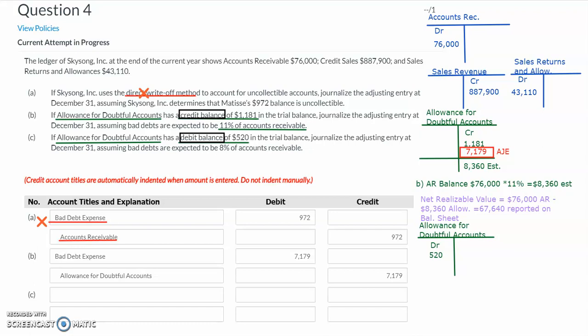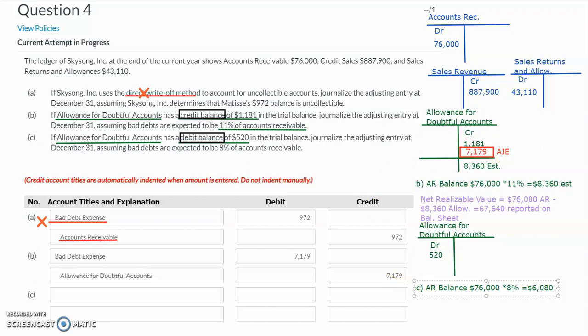All right. So in this assumption for part C, we're going to come up with our estimate for our allowance for doubtful accounts for the end of the period. We do this by taking our accounts receivable balance of $76,000, and our percentage of receivables is 8% in this example. So we're going to take 76,000 times 8%, which is 6,080.